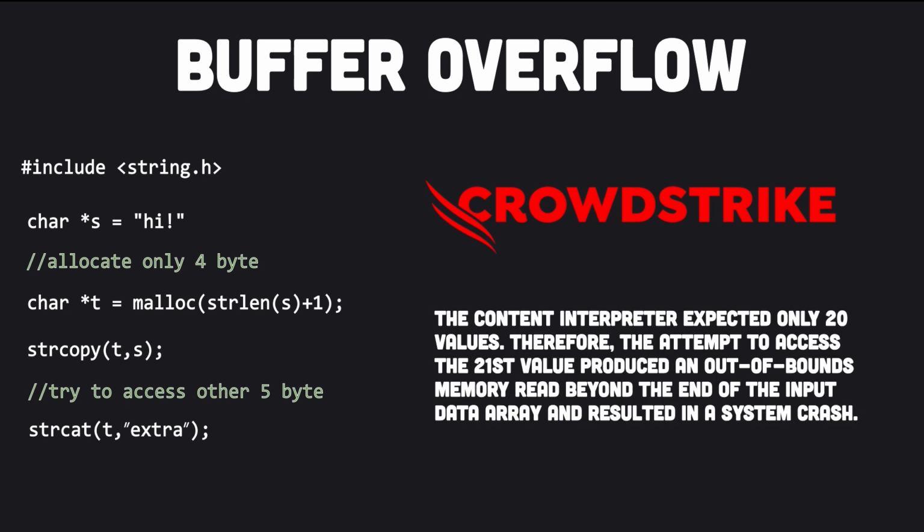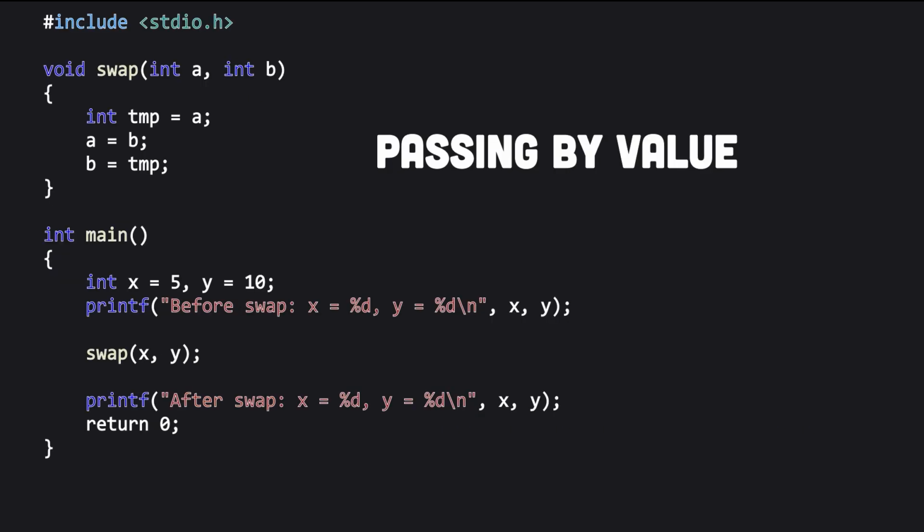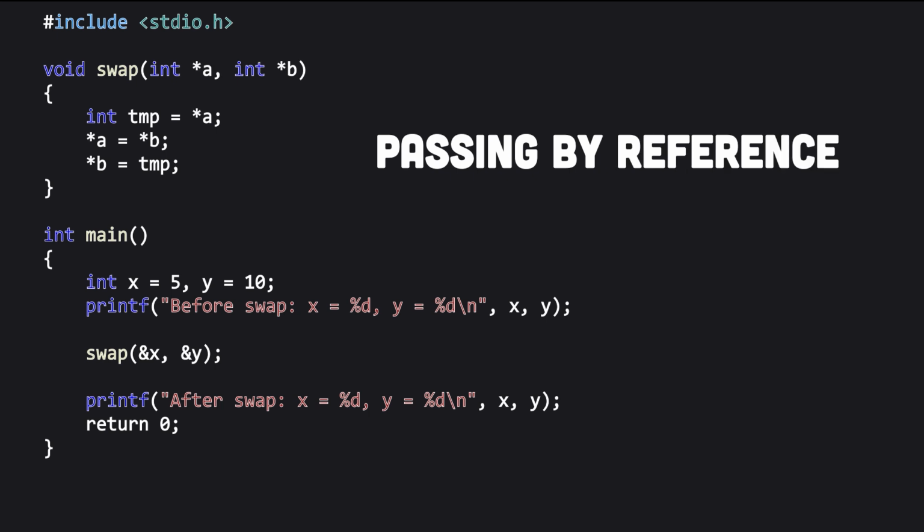Finally, let's discuss passing values versus references in functions. When you pass variables to a function like swap(a, b), you're actually passing copies of the values, not the original variables. This is called passing by value, so changes inside swap won't affect the original variables. To modify the originals, you must pass their addresses using &a and &b. Then inside the swap function, use pointer parameters and dereference them to swap the actual values. This technique is known as passing by reference.